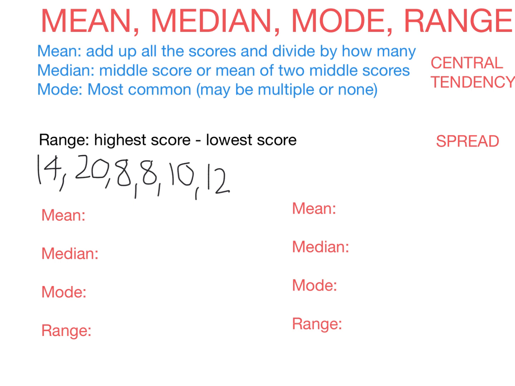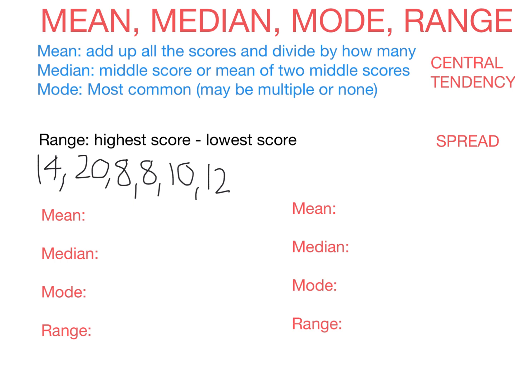The point of them is to give an indication about the center of the data, to give an indication about a typical score. The range, on the other hand, is a measure of spread. It's supposed to tell us how spread out the data is. It's just the highest score minus the lowest score. So just be aware that these three and the range, they are used for different purposes. They're sort of reporting on different things.